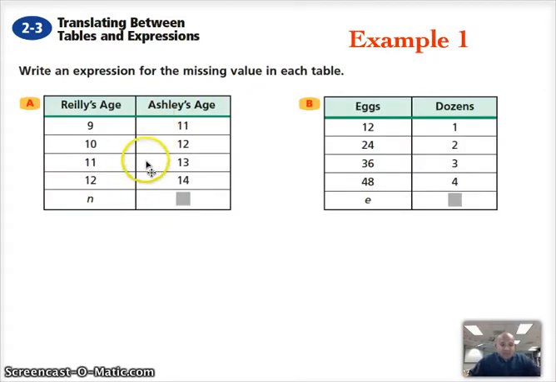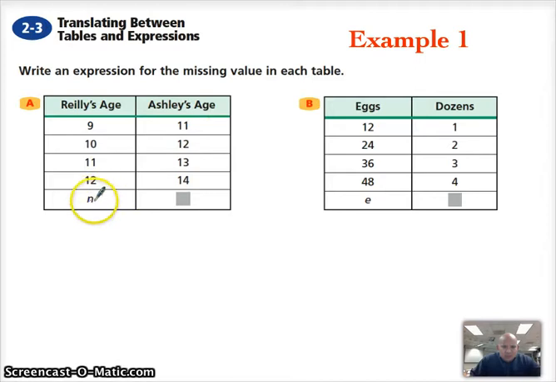Here we have our first table. It says write an expression for the missing value in each table. As we look at this table, we see the headings on each of these columns: Riley's age and Ashley's age. Here we have Riley's age is 9, Ashley's age is 11, Riley's age at 10, and Ashley's age at the same time would be 12. So as I'm comparing these ages, I'm seeing that when Riley, who seems to be the younger, is 9, she's actually 2 years younger than Ashley.